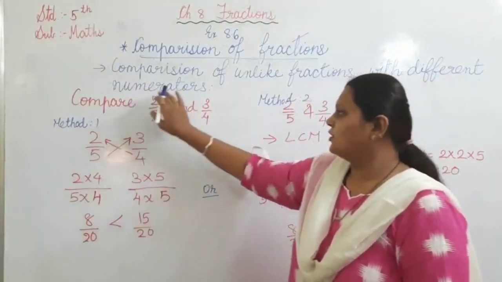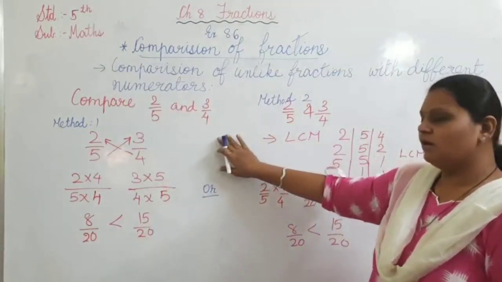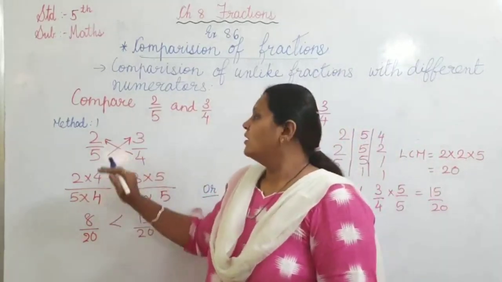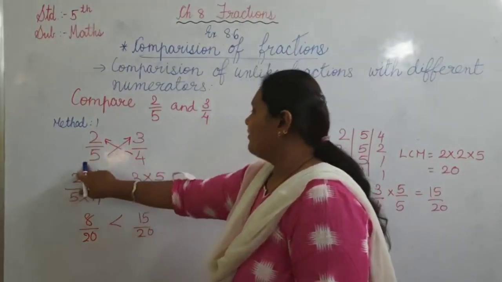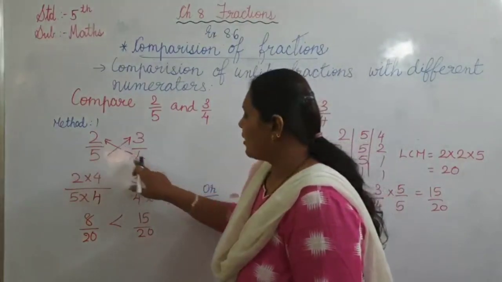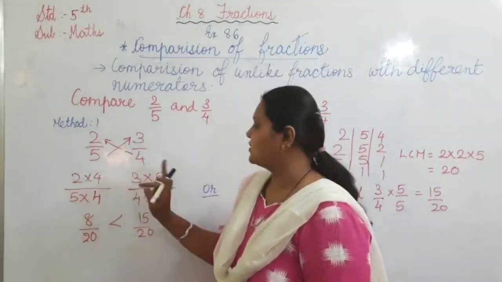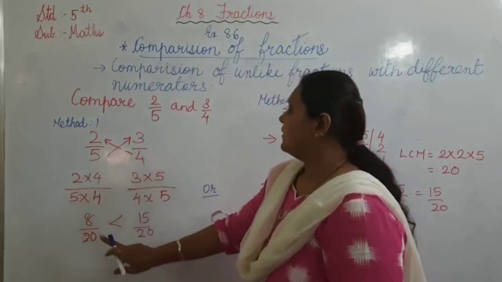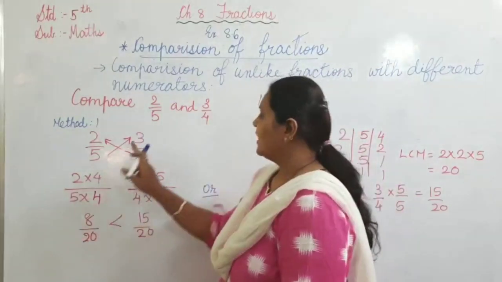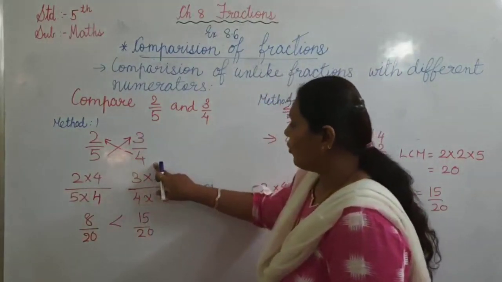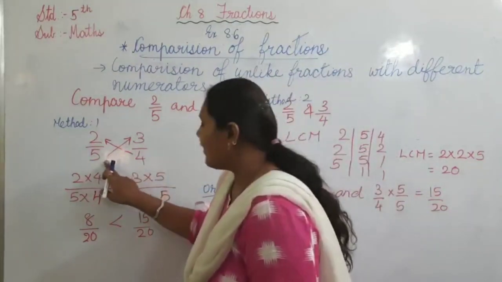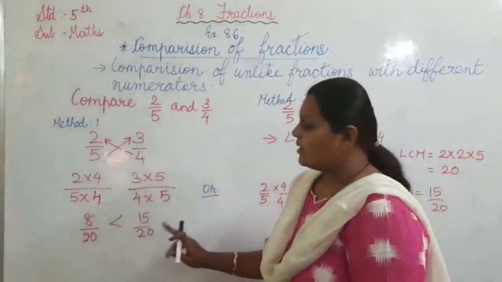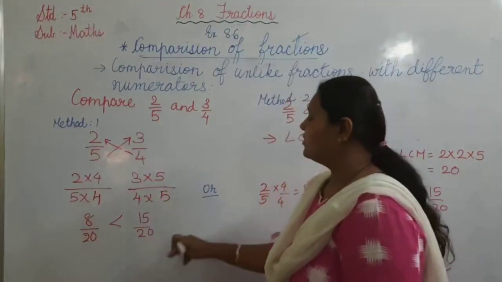Question is compare 2 upon 5 and 3 upon 4. This we will understand through two different methods. First, 2 upon 5 will be multiplied with 4 upon 4, that is cross multiplication. So 2 upon 5 multiply 4 upon 4 is 8 upon 20. Second fraction, 3 upon 4 will be multiplied by 5. So 3 multiply 5 and 4 multiply 5, which is 15 upon 20.